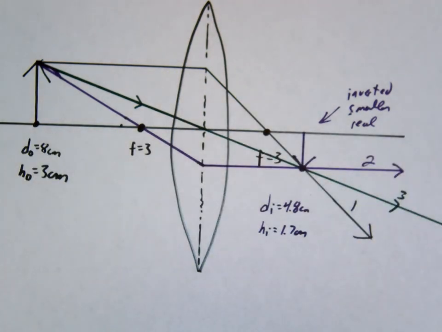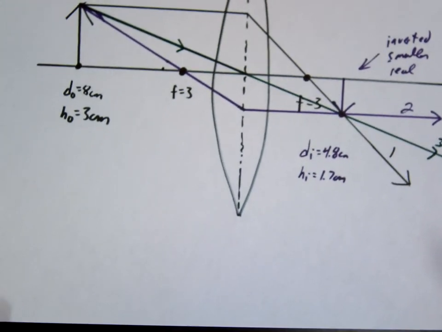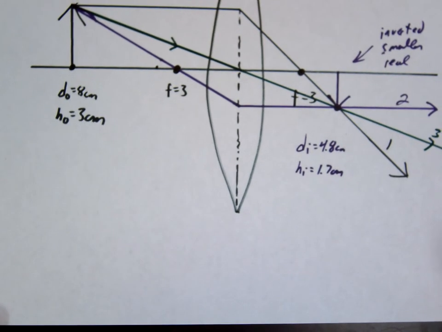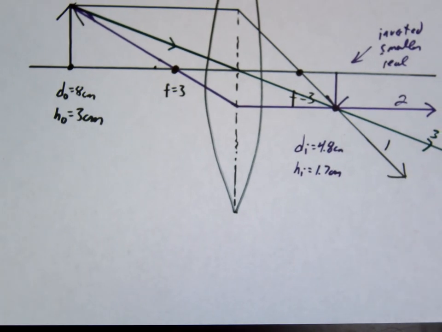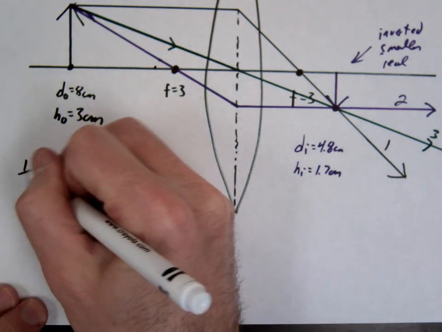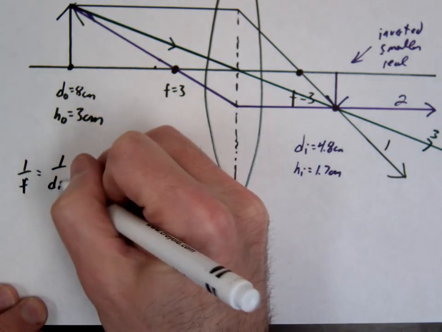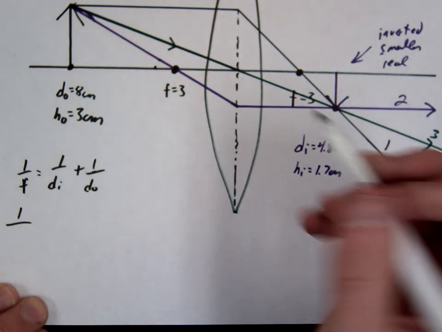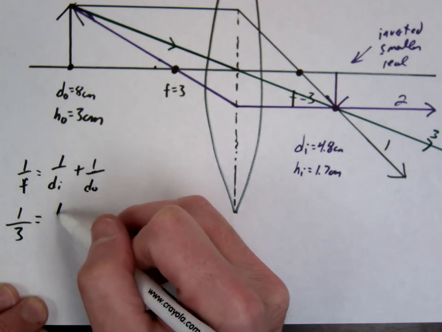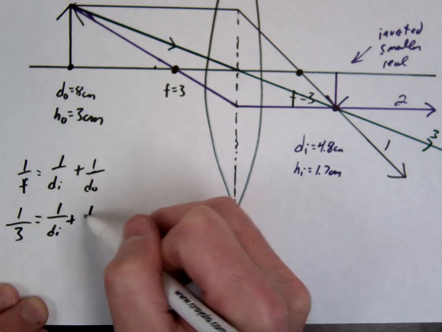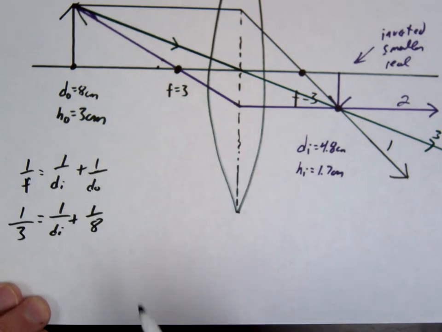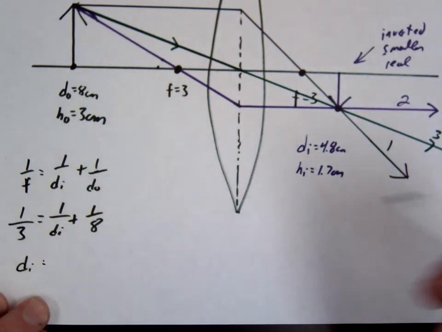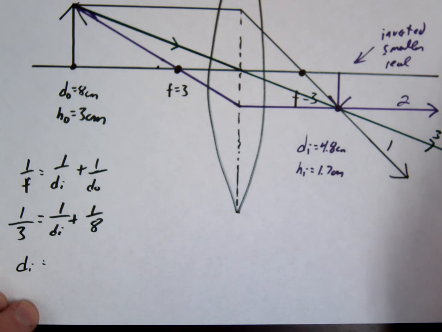Okay, let's do the math. So guess what? The equations are the same. We have the lens equation, we have the mirror equation, and they're the same thing. So we'll just use the same equation. 1/F = 1/DI + 1/DO. So let's see how close we got. 1/3 = 1/DI + 1/8. What do you guys get for DI? 4.8.